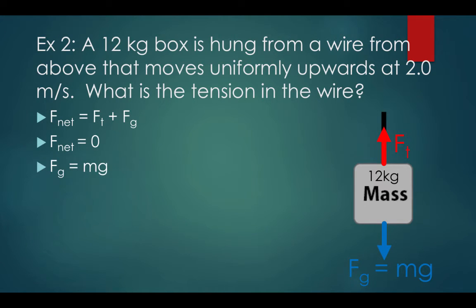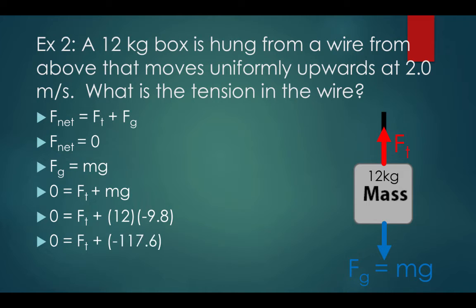Force gravity is mass times g. Subbing in F net and force gravity, we get 0 equals force tension plus mg. 0 equals force tension plus 12 times negative 9.8. 0 equals force tension plus negative 117.6. Isolating for tension, we get tension equals 117.6 newtons. The tension is the same as if the object is stationary.